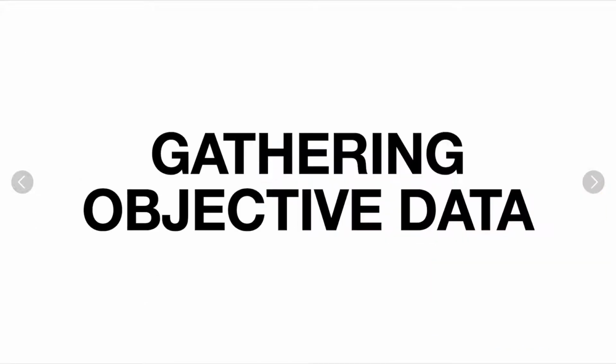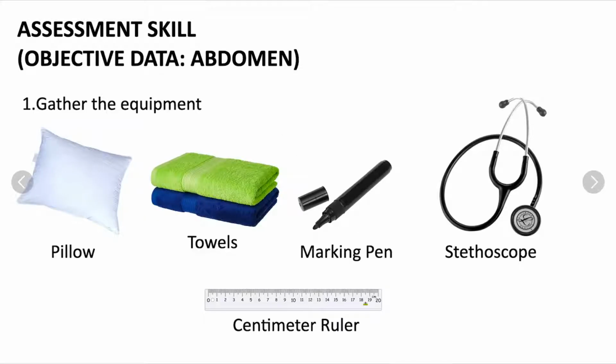We'll be moving to the next, which is gathering objective data. And now let's continue with the gathering of objective data. So let's go with the steps in the checklist for gathering. Okay, so first, let's gather the things that we need. So we need a pillow. So for what purpose is a pillow? This would support you if ever you would be assessing or letting your patient lie on his side. That's the support. And next, there would be your towels.